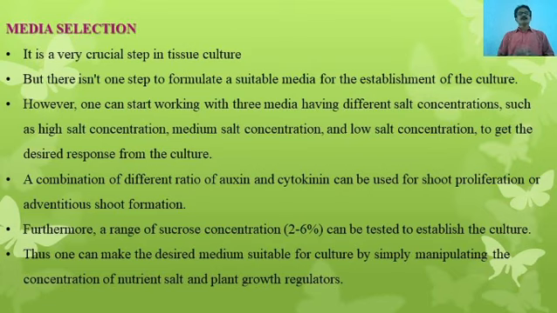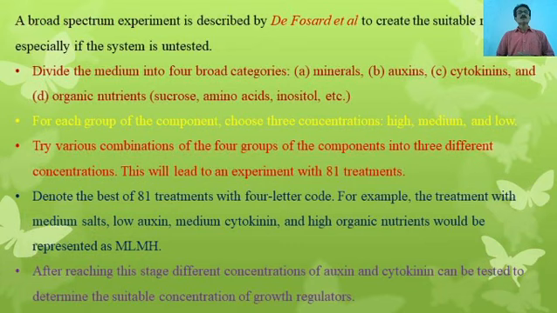A combination of different ratios of auxin and cytokinin can be used for shoot proliferation or adventitious shoot formation. Furthermore, a range of sucrose, that is 2 to 6%, can be tested to establish the culture. Thus, one can make a desired medium suitable for culture by simply manipulating the concentration of nutrient salts and plant growth regulators. So these are the basic points which we have to take into consideration while selecting a proper medium. A broad spectrum experiment is described by De Fossard et al.